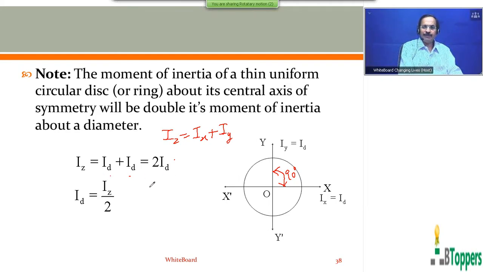So moment of inertia of uniform circular disk about its diameter equal half of the moment of inertia about the central axis of symmetry. Here Iz represents the moment of inertia about central axis of symmetry. So those who are writing the notes, they can take a pause and copy the notes.